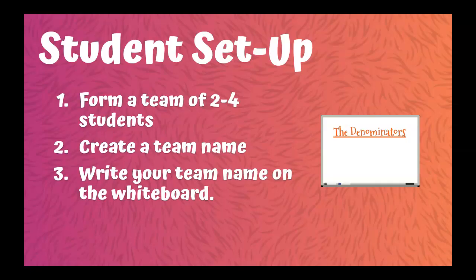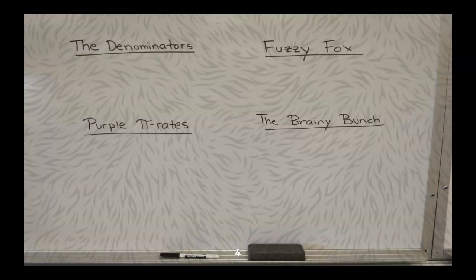So the setup is like this. For students, you want them to form teams of somewhere between 2 and 4 students. That seems to be ideal. They should create a team name, and then once they have their team name, they should go up to the board and write their team name on the board. So the Denominators would write the Denominators on the board. When all your teams have done that, your whiteboard will look something like this.